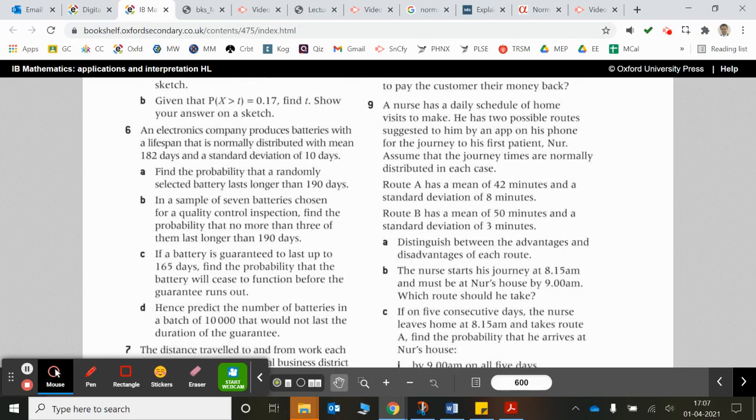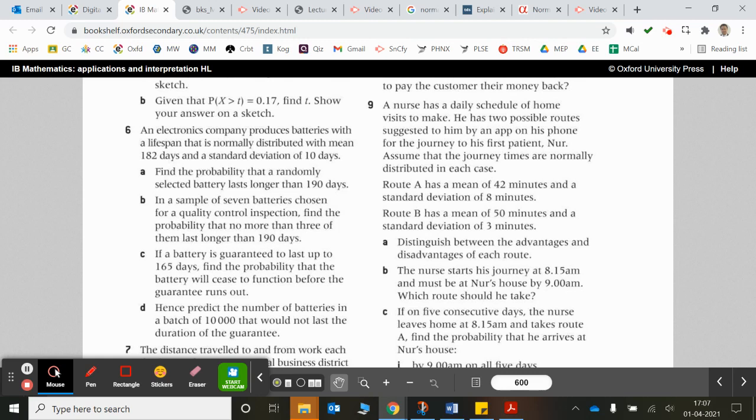So for example, let's have a look at question 6. This one talks about an electronics company that produces batteries with a lifespan that is normally distributed with a mean of 182 days and a standard deviation of 10 days. Find the probability that a randomly selected battery lasts longer than 190 days. Straightforward. You can just go and use your calculator for that. In a sample of 7 batteries chosen for quality control inspection, find the probability that no more than 3 of them last longer than 190 days.